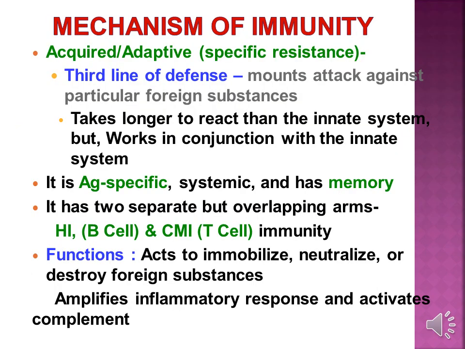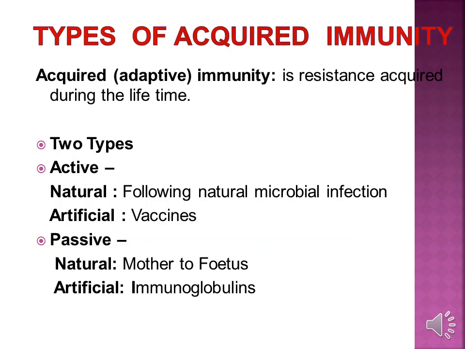Then the mechanism of immunity. In acquired or adaptive immunity, there is the third line of defense. Then we'll see types of acquired immunity, which we already saw. Acquired immunity is resistance acquired during the lifetime. It is of two types, active and passive. Active is again of two types, natural and artificial. An example of natural immunity is following a natural microbial infection, and artificial is because of vaccines. Passive is again divided into natural and artificial. A natural example is immunity transferred from mother to fetus, and artificial is through immunoglobulins or ready-made antisera.